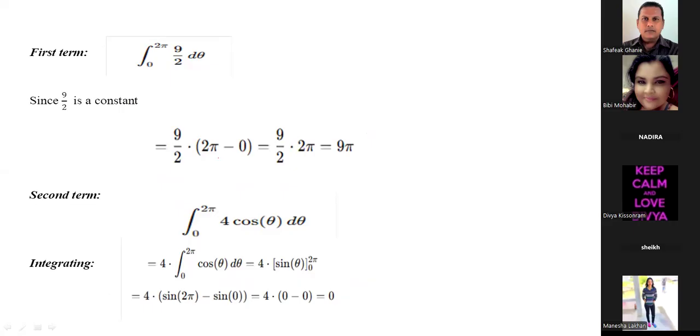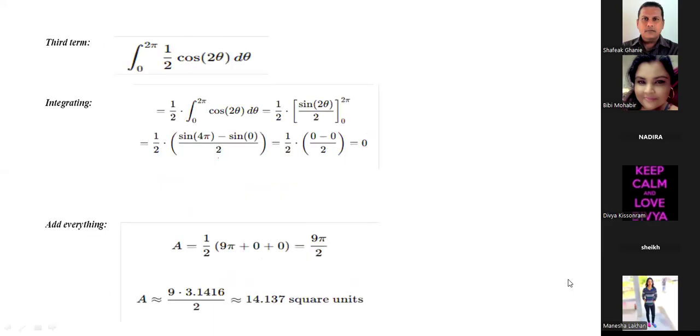So when we integrate the first term, we have this. When we integrate the second term, we'll have this here. Third term, we'll have this. And we take all three parts and add them together, we'll have 9 pi over 2, which is approximately 14.137 square units.